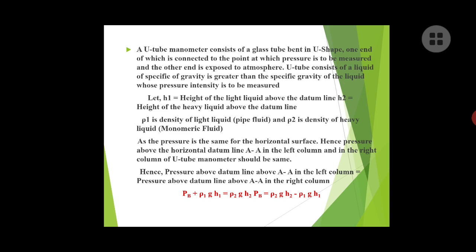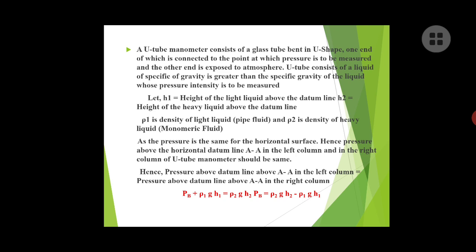In the U-tube manometer, the tube is U-shaped, hence it is called a U-tube manometer, in which one end is connected to the point where the pressure is measured, and the other is free to the atmosphere. It contains a liquid whose specific gravity is greater than the specific gravity of the liquid whose pressure is measured. Let h 1 be the height of the liquid column and h 2 the height of the liquid column in the light liquid. So rho 1 is the density, similarly rho 2. Whenever liquid flows through the pipe, P_B is equal to rho 1 g h 1 and rho 2 g h 2. So the formula is P_B is equal to rho 2 g h 2 minus rho 1 g h 1.